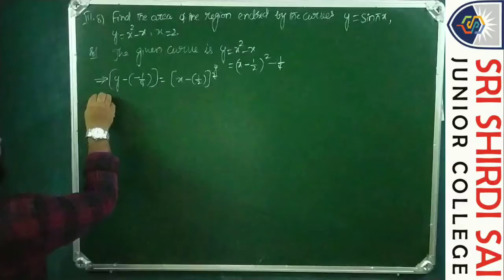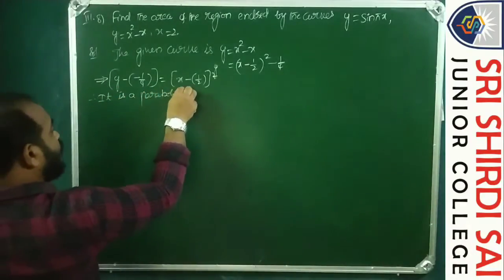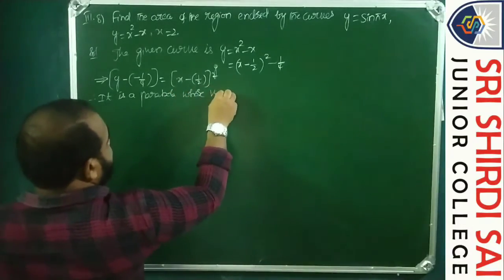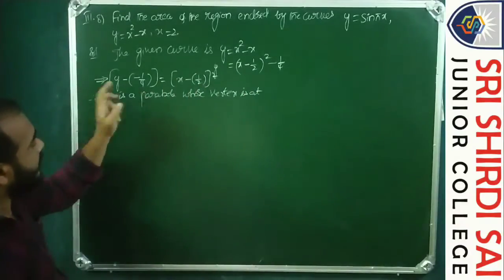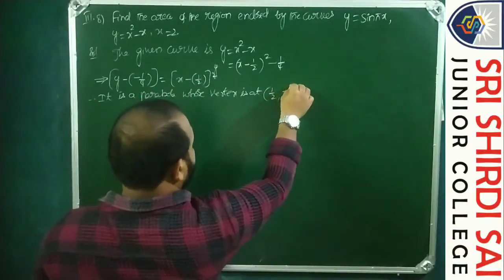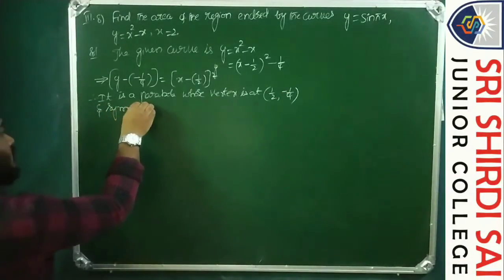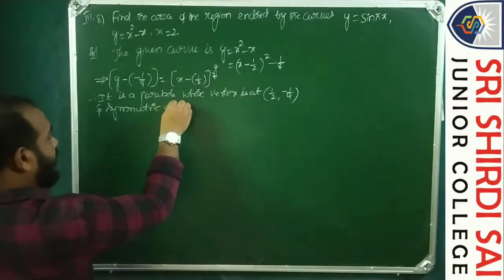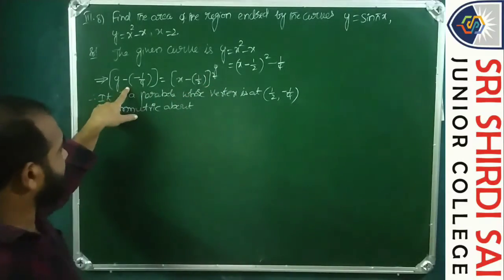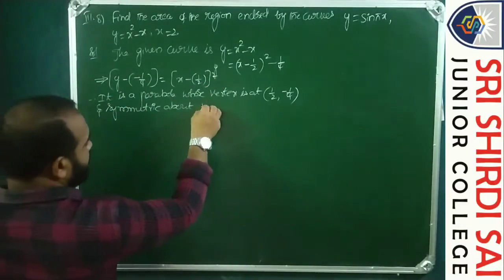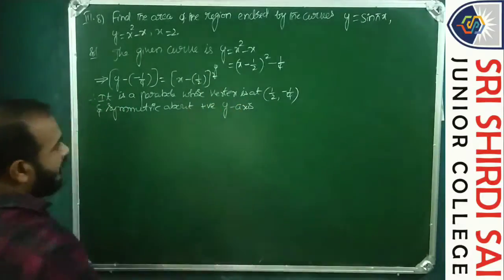Therefore it is a parabola whose vertex is at 1 by 2 comma minus 1 by 4, and symmetric about the y axis, since x has an even power. Which y axis? Positive y axis. That means it is an upward parabola.